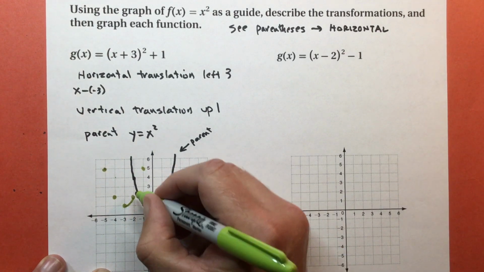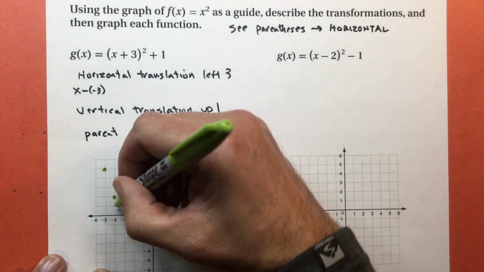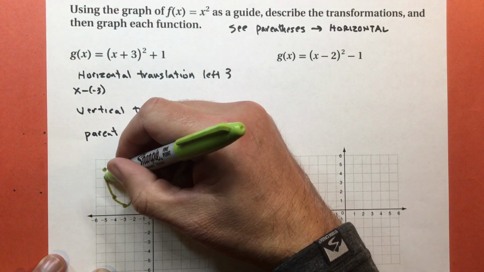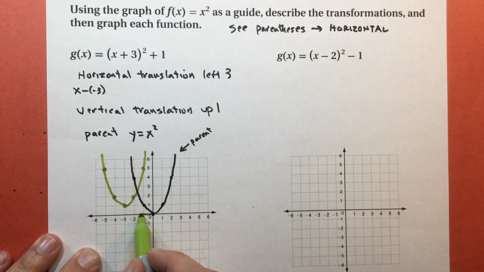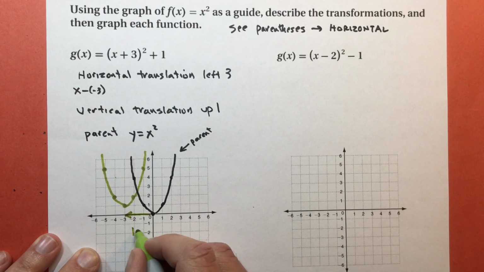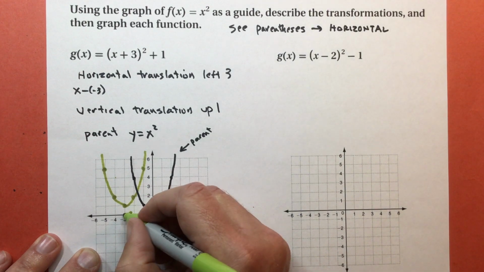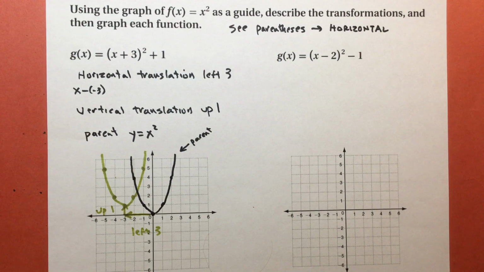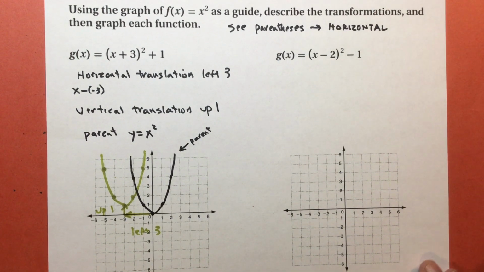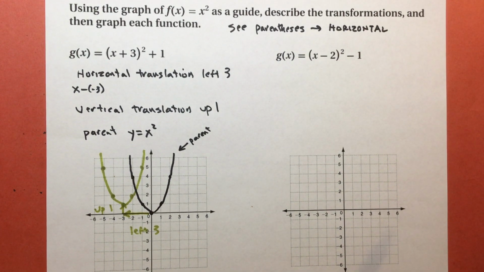So here's my function, or at least as much of it as I can see. It's gone left 3, and up 1. And all the points on the graph go left 3 spaces and up 1 space.